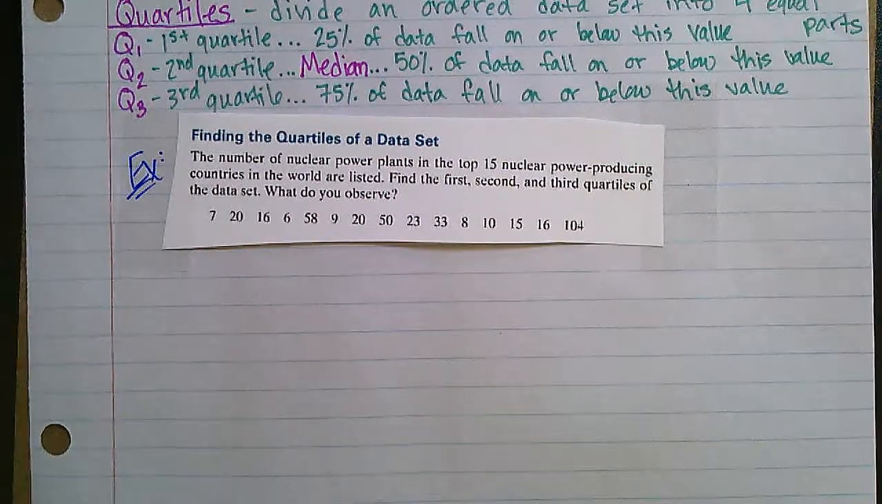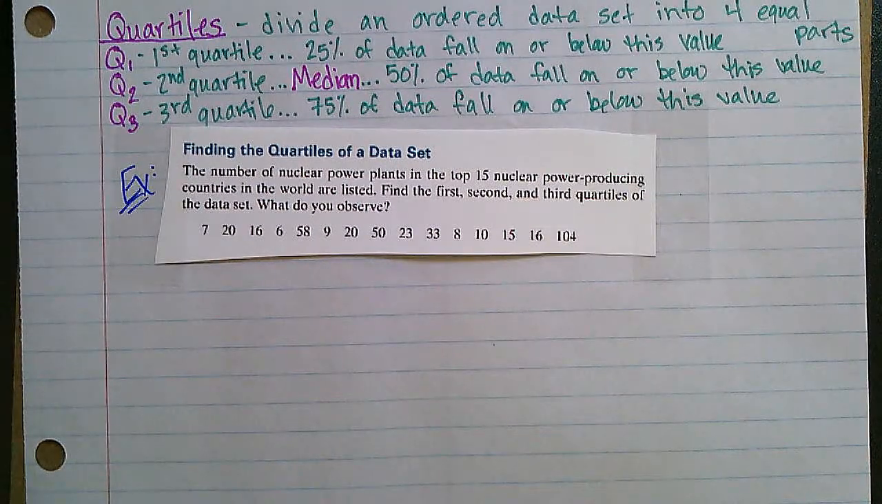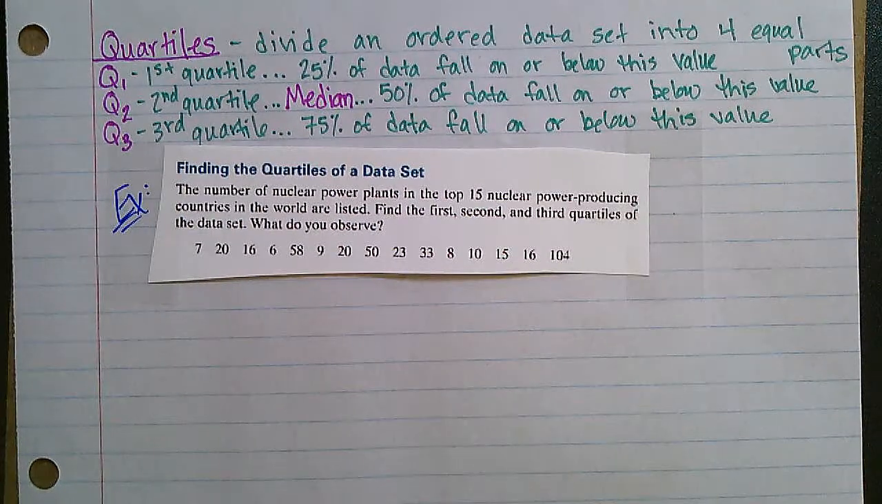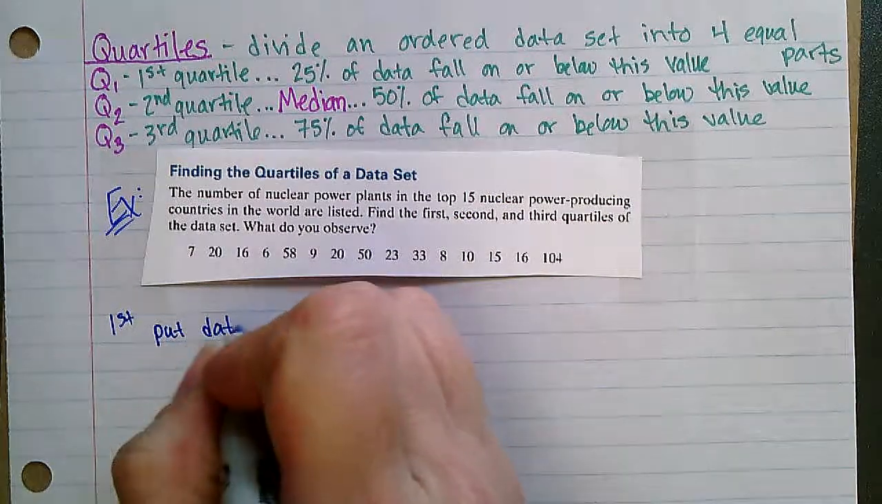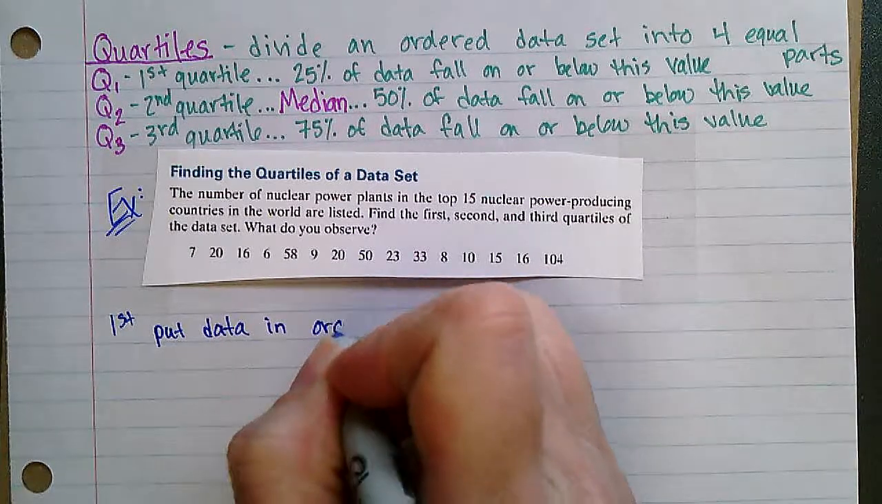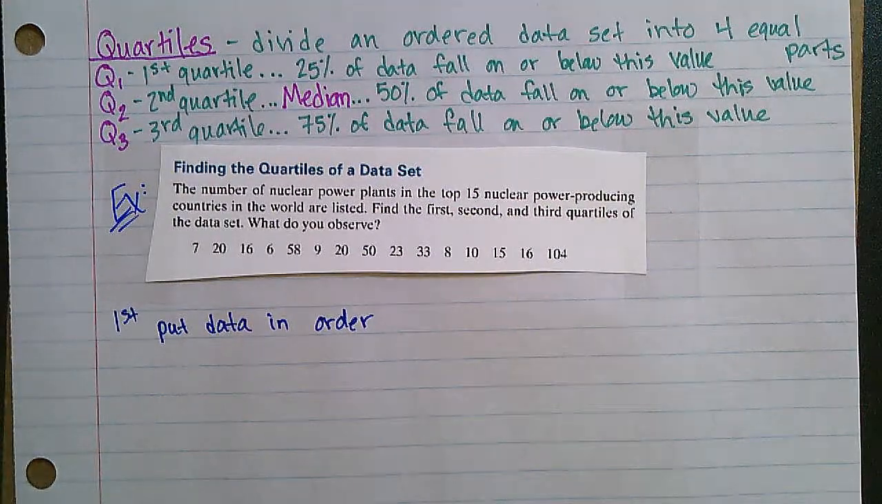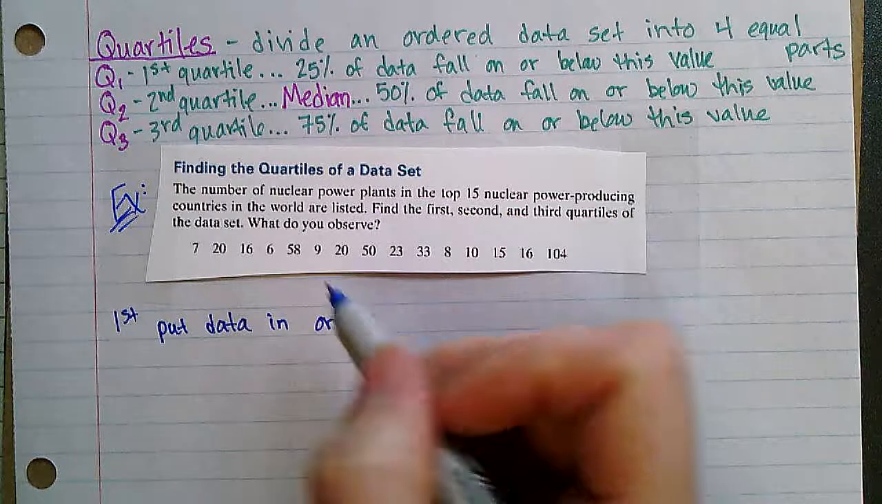In order for us to figure out Q1, Q2, and Q3, we're going to have to first put our data in order. So that's our first step. So we want to go from smallest to largest.